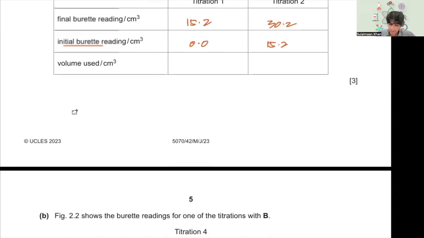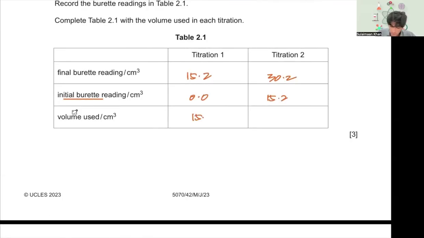अच्छा, awesome. So what do you get? The volume used is 15.2 and the volume used here is what? 15.0. Yeah, 15.2 and 15.0. Now, my question to you guys is, sir, isn't burette reading restricted to... no, it's still 1 dp here. In centimeter cube, you just need to write it till 1 dp. बल्कि 1 dp का 3 sig fig ना कहें क्योंकि फिर ये 0.00 होता. It's just 1 dp.